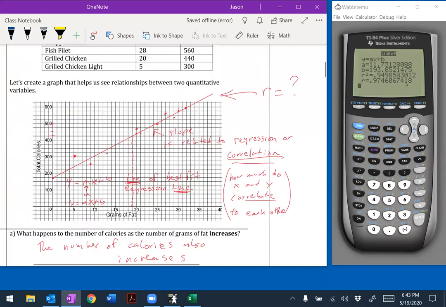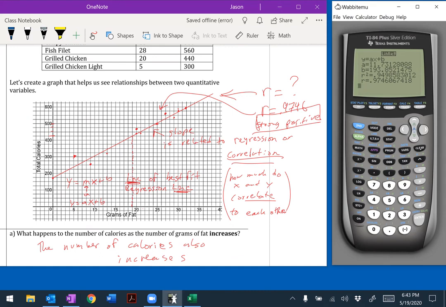What was the R value? The R correlation coefficient was equal to 0.9746. This is a very strong, what? It's a strong positive correlation. Okay, strong positive.